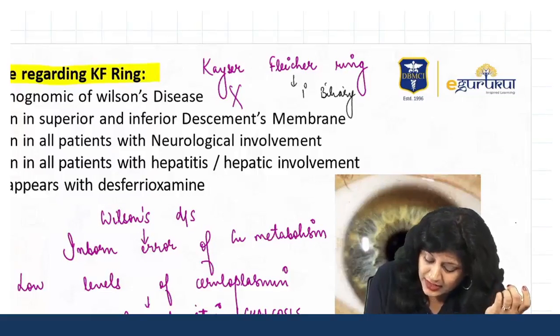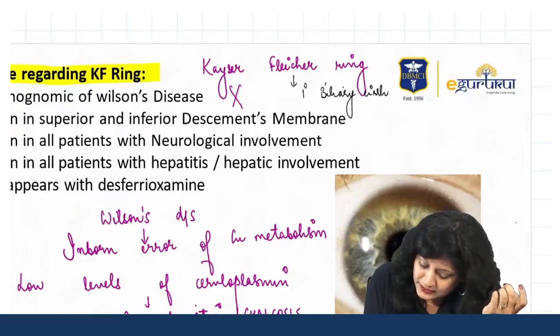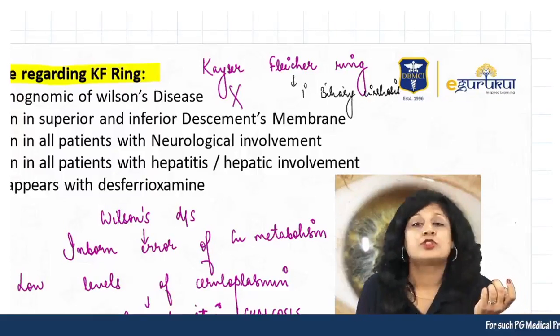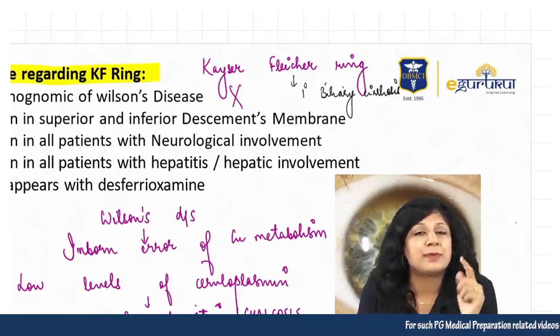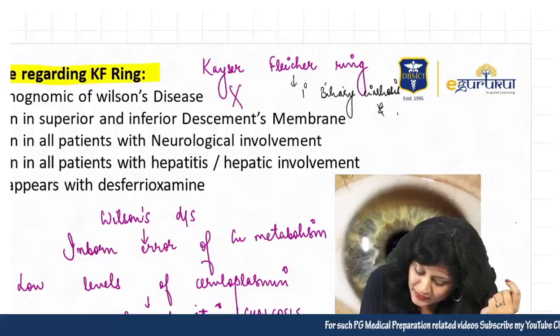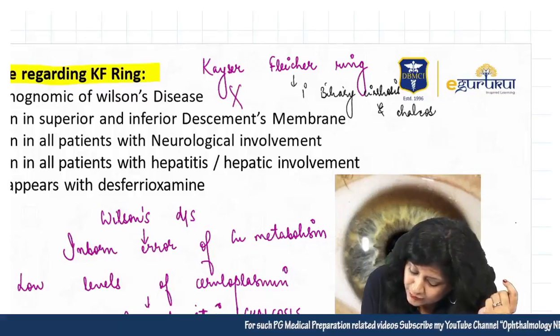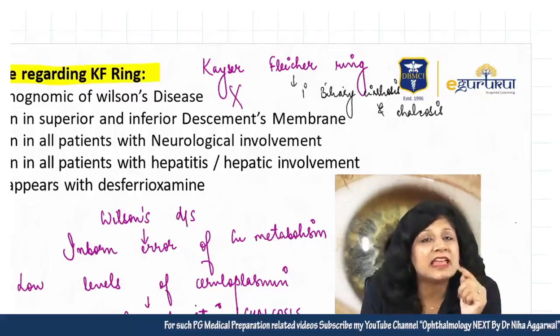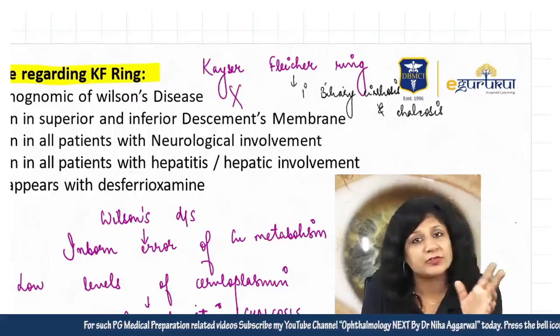I think Robbins tells you this. So we have got this KF ring in primary biliary cirrhosis as well as chalcosis. So therefore, I cannot say that this KF ring is entirely pathognomonic of Wilson's disease, number one.